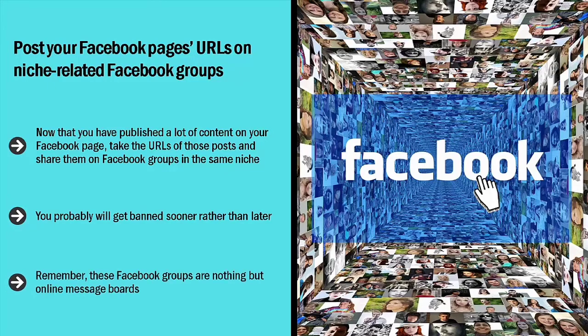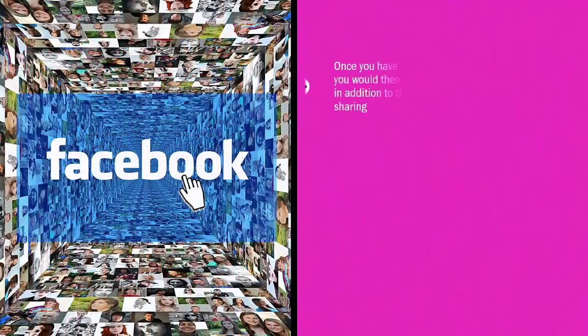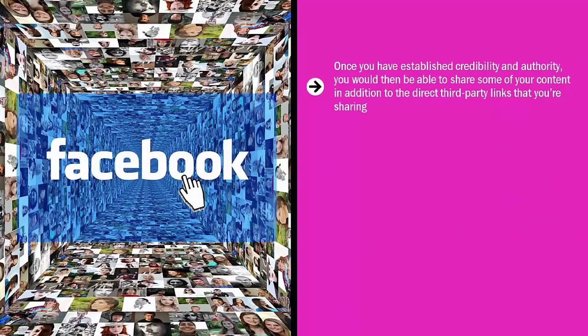Remember, these Facebook groups are nothing but online message boards. They are like little online communities. When you join these places, conduct yourself like a responsible community member. Add value to the conversations through your posts. This is how you establish credibility. Once you have established credibility and authority, you would then be able to share some of your content in addition to the direct third-party links that you're sharing.